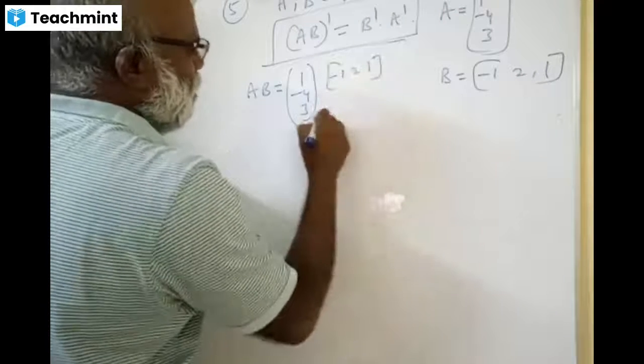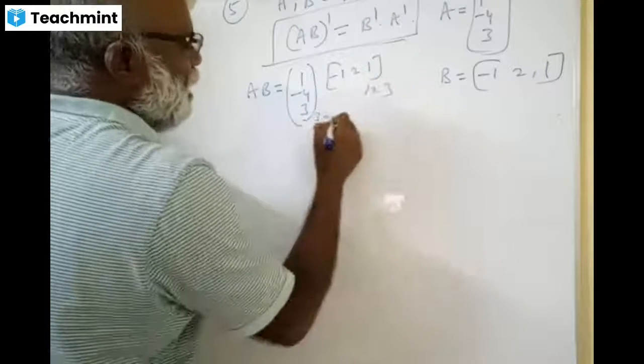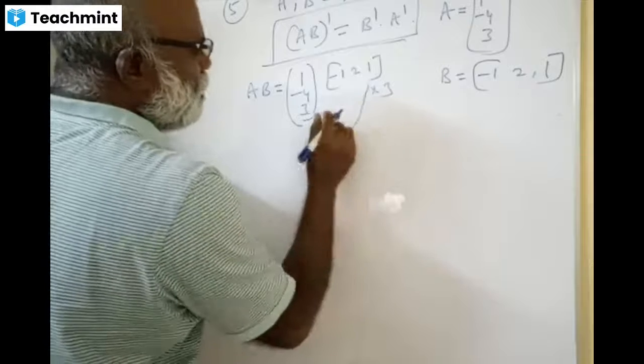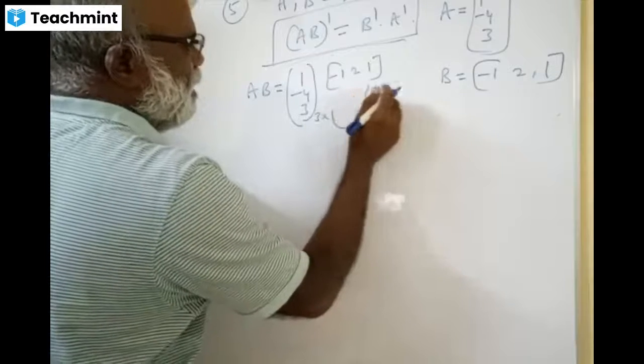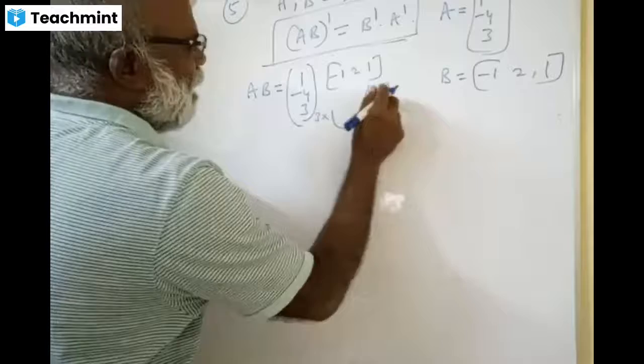This is like 3 by 1. This is 1 by 3. Number of columns must be equal to number of rows. Therefore, you get a 3 by 3 matrix.